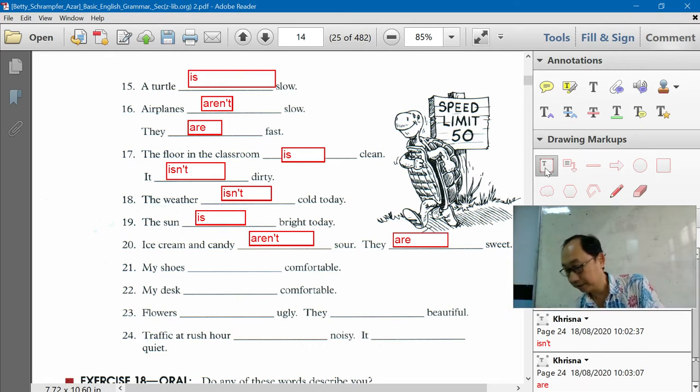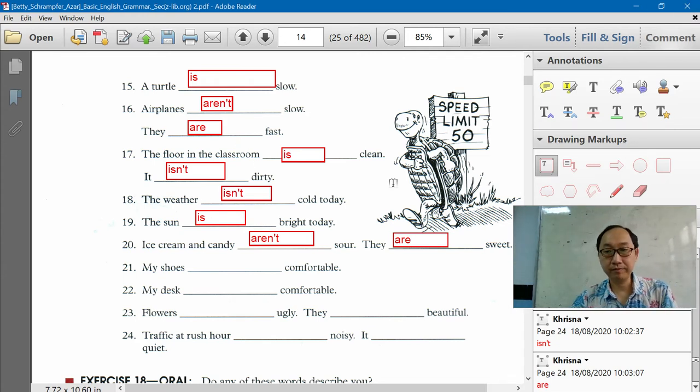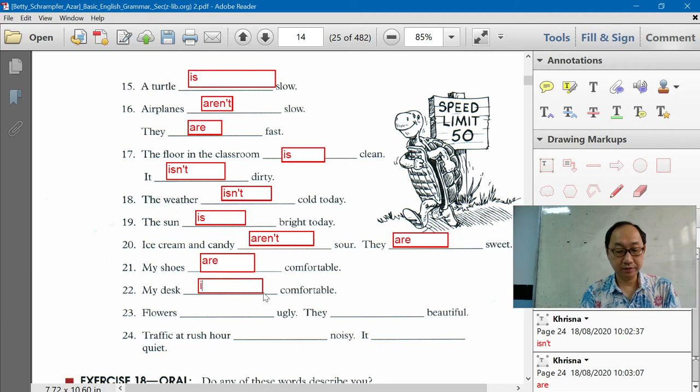My shoes. Yeah, two shoes. Surely not only one. Two shoes, a pair of shoes. My shoes, and they are comfortable. My desk, not really comfortable. It's in the office, on campus. My desk isn't comfortable right now.